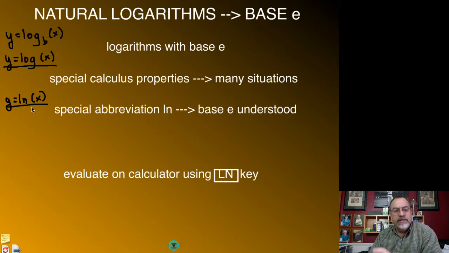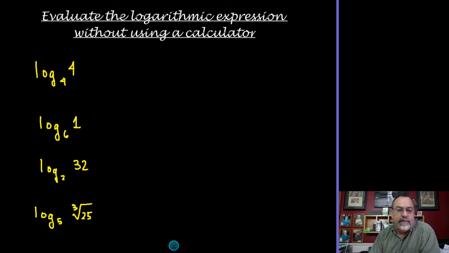So those are the two bases that you need to be aware of, the common logarithm where the base is 10 and the 10 is understood, and the natural logarithm where the base is e, and when you see the expression ln, we know that it's natural log and that the base is e. So let's take a look now at how we can evaluate these logarithmic expressions that we've been talking about. Evaluate the logarithmic expression without using a calculator.